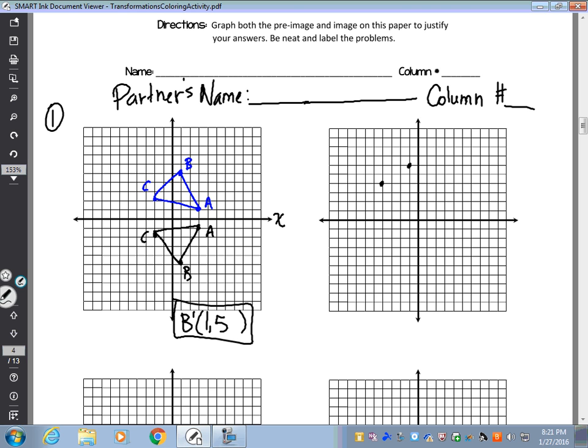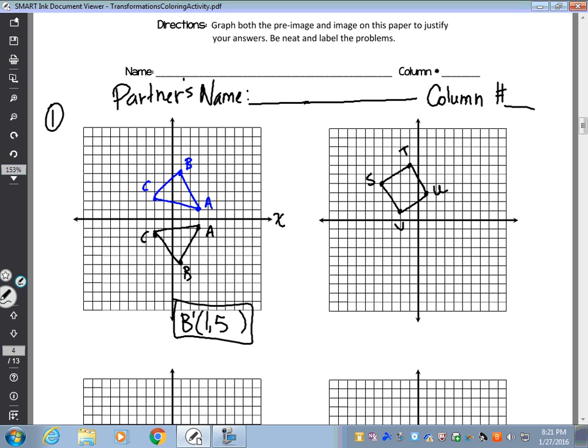Then it was 1, +3. And then V was -2, +1. So we had S, T, U, V. We're going to connect the points. And on this one, they want us to reflect it in the x-axis as well.